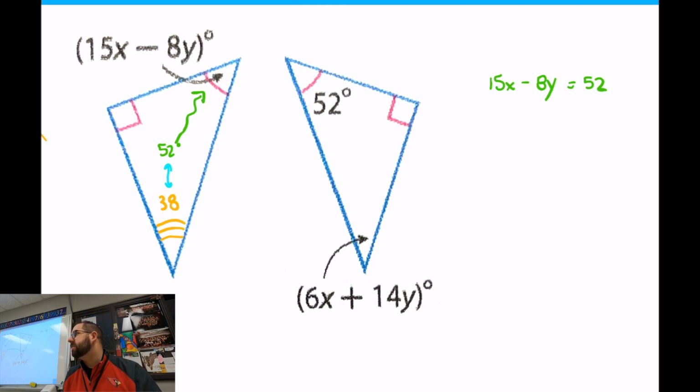All right, does that make sense? This third angle theorem. Now I'm going to mark this down here. So I'm going to write that the 6x plus 14y has to make the 38. Okay, questions on the setup on this particular problem?